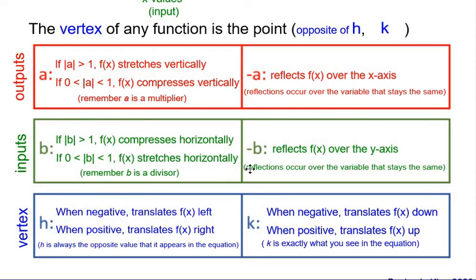The reason that's an absolute value is the same reason here. The b, if negative, will reflect over the y-axis. And then once you take the absolute value, you can then compare whether or not it will cause a compression or a stretch. H, when negative, translates the graph left. When positive, translates the graph right. Remember, h is always the opposite value as it appears in the equation. K, the easiest part of the whole thing, what you see is what you get. If it's negative, it translates the graph down. When positive, it translates the graph up.